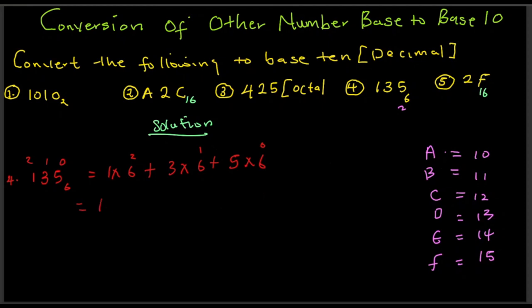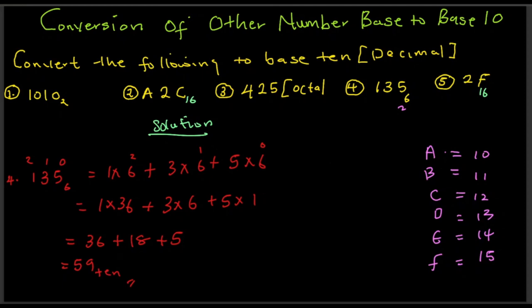So this equals now 1 times 6 times 6 is 36, plus 3 times 6 to the power of 1 is 6, plus 5 times 6 to the power of 0 is 1. Any number to the power of 0 is 1. So 1 times 36 is 36, and 3 times 6 is 18, plus 5 times 1 is 5. Next thing is to add up, right? So 36 plus 18 plus 5 is 59. So our answer is 59 base 10. Okay, you can pause this video and redo it on your own so you get it exactly.